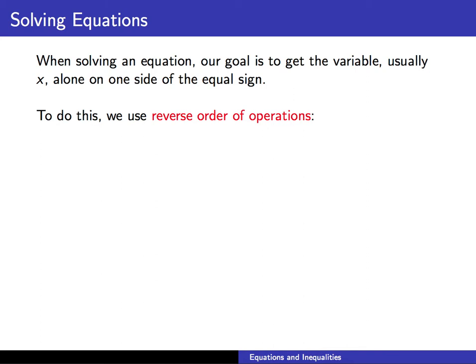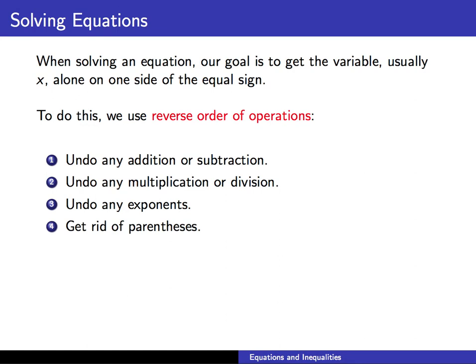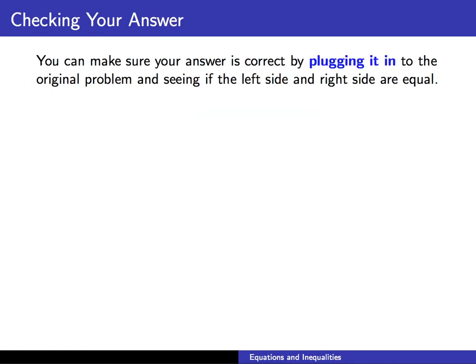So our order of operations are parentheses and exponents, followed by multiplication and division, followed by addition and subtraction. So we're going to go backwards. First, we're going to undo any addition or subtraction. Then we're going to undo any multiplication or division. Then we're going to undo any exponents, and then we'll get rid of the parentheses. So we can make sure our answer is correct by plugging it into the original problem and seeing if the left and right hand sides come out to be equal.